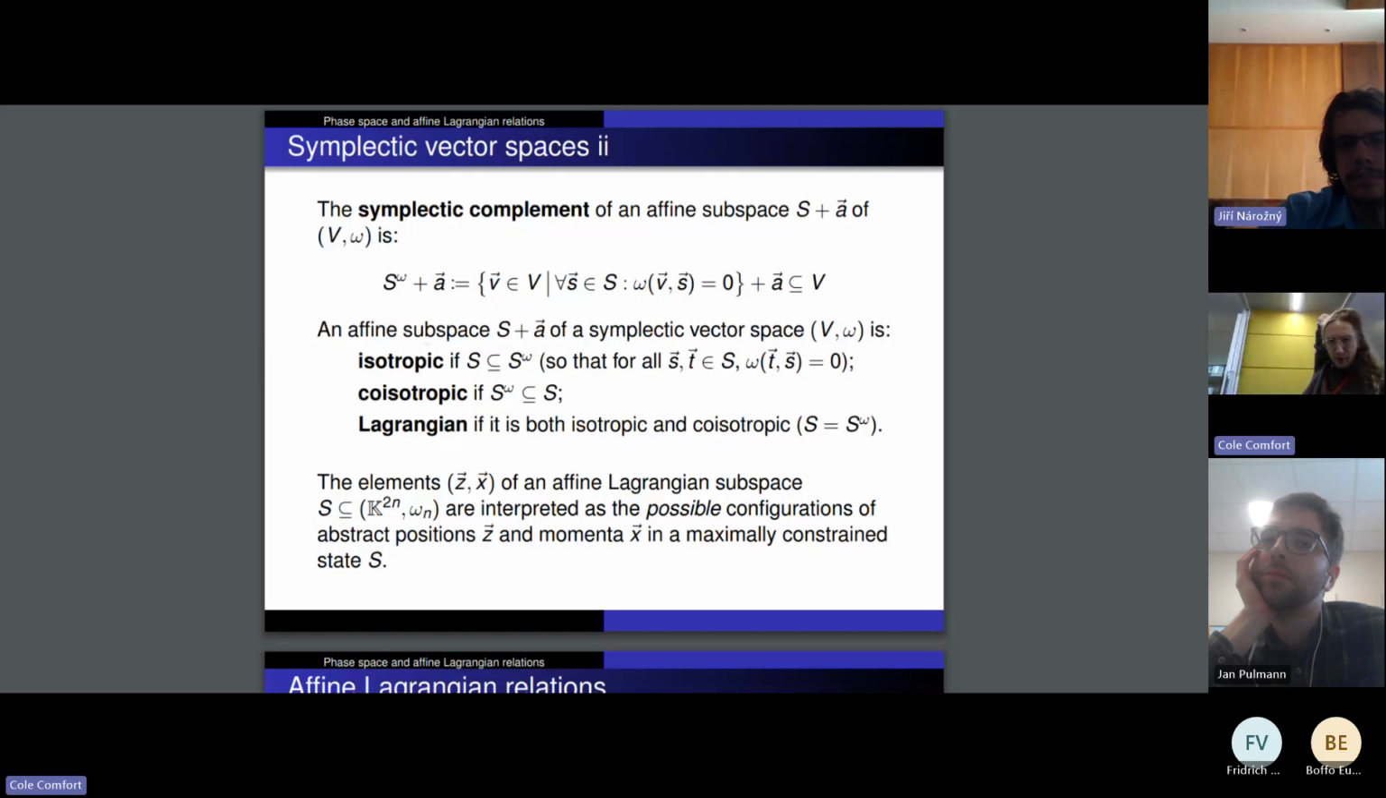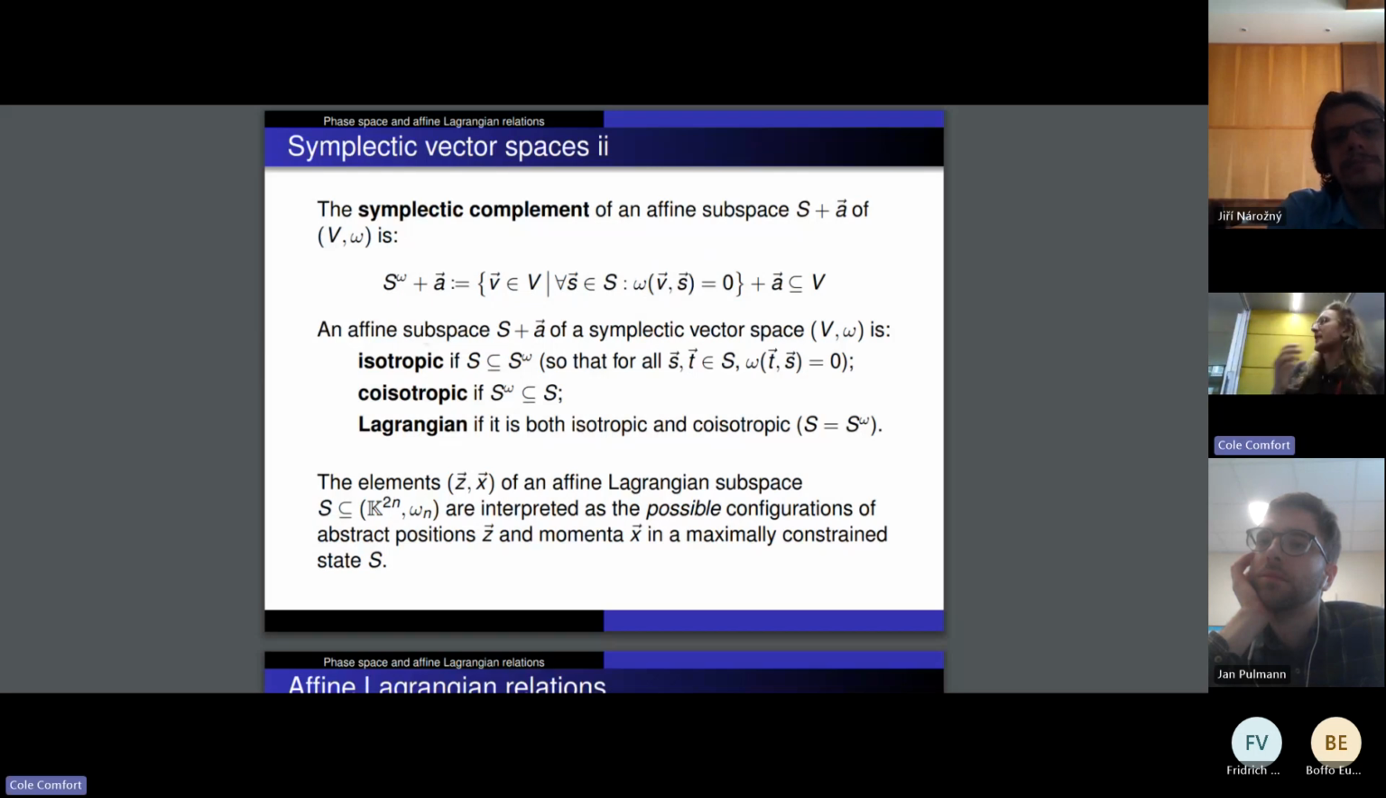And there are three really important kinds of subspaces. An isotropic subspace is an affine subspace that is contained within its own symplectic complement. A coisotropic subspace is the other direction. And a Lagrangian subspace is both isotropic and coisotropic, so that the subspace is self-dual with respect to this operation of taking the symplectic complement.